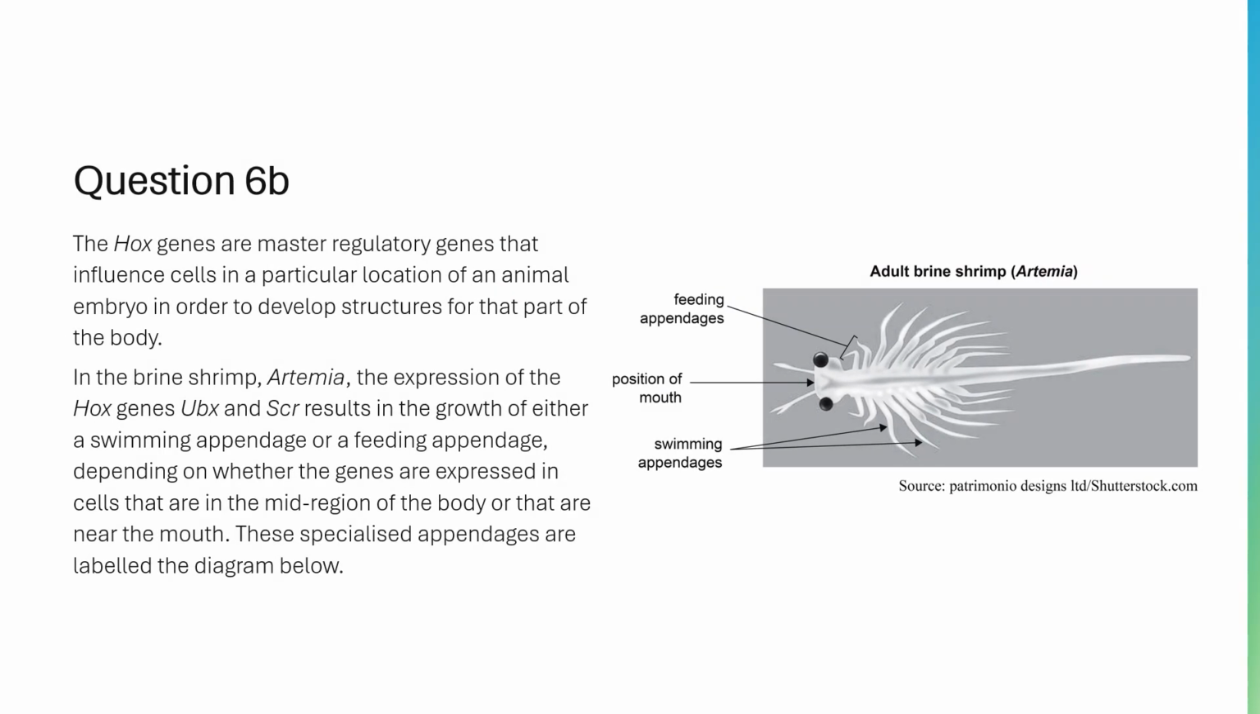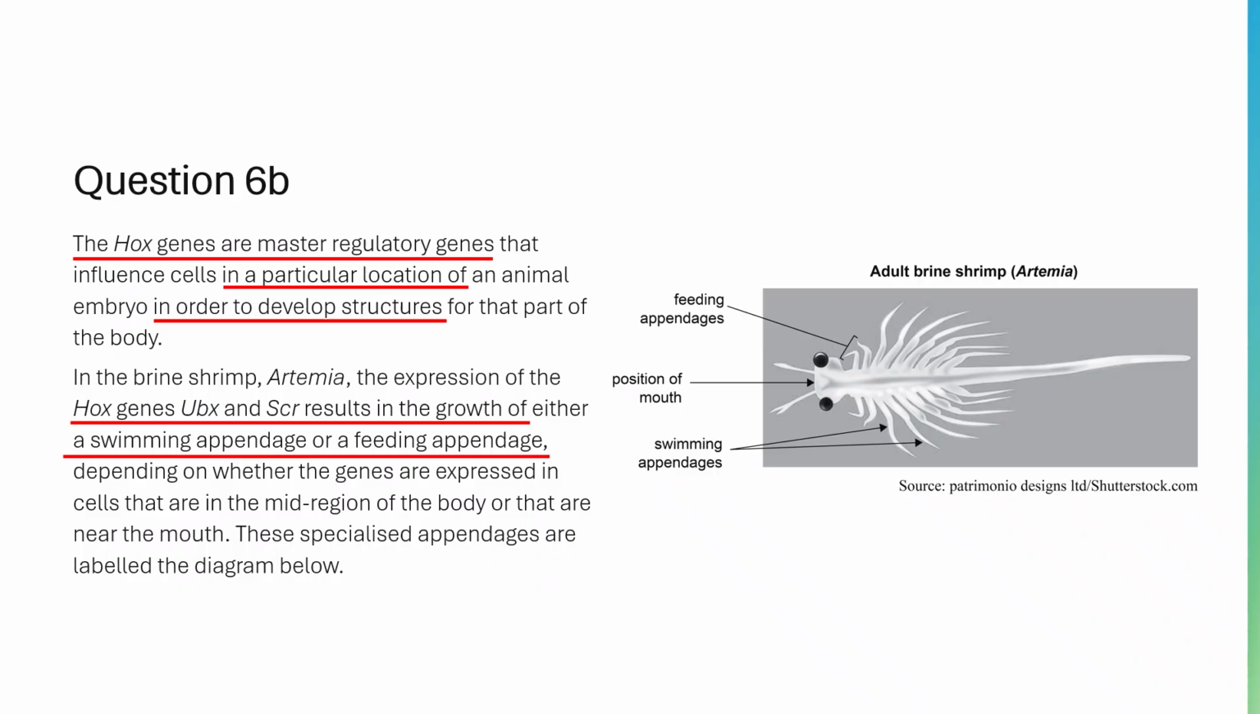The Hox genes are master regulatory genes that influence cells in a particular location of an animal embryo in order to develop structures for that part of the body. In the brine shrimp, Artemia, the expression of the Hox genes UBX and SCR results in the growth of either a swimming appendage or a feeding appendage, depending on whether the genes are expressed in cells that are in the midregion of the body or that are near the mouth. These specialized appendages are labeled in the diagram below.